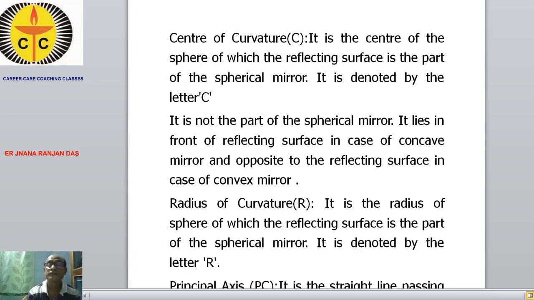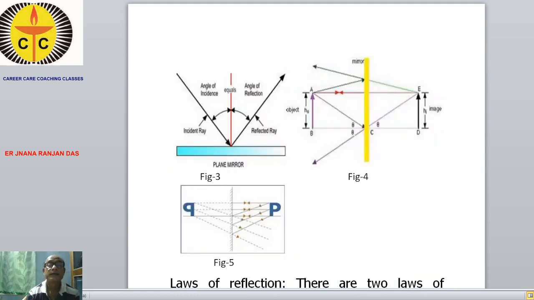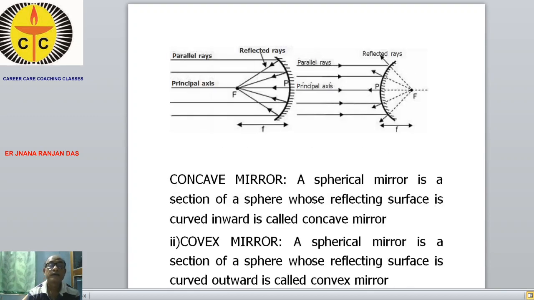Suppose a concave mirror is given. By taking the concave mirror, you can imagine a sphere and take the center of the sphere. That center of the sphere is known as the center of curvature.